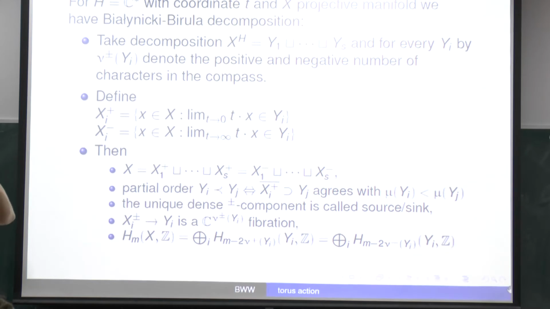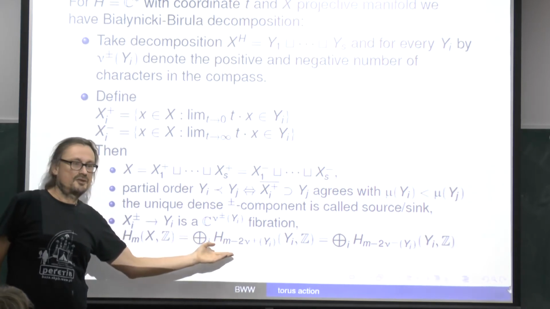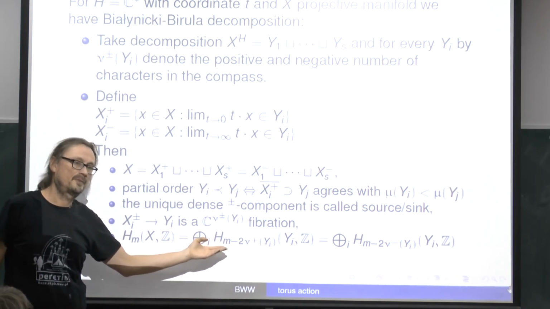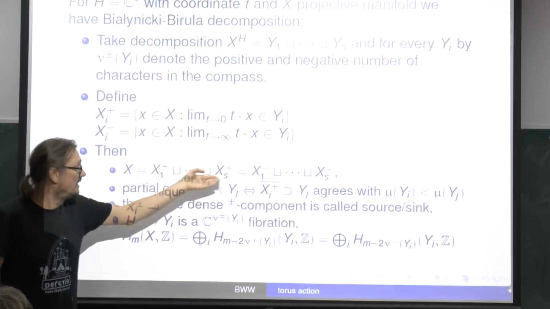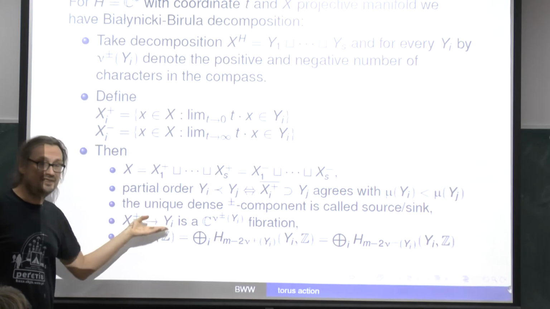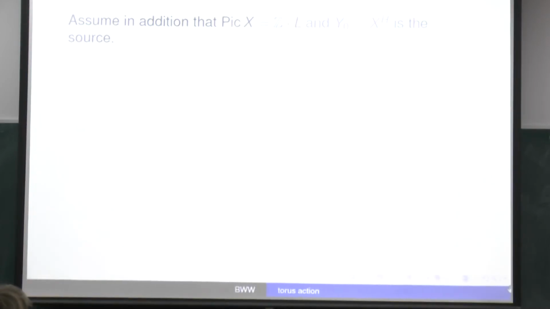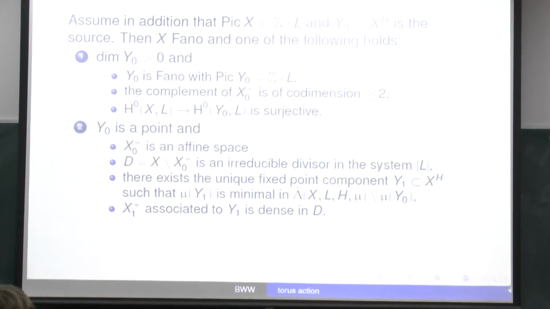Okay? All right, and based on this, you have the decomposition of homology. It comes from this cell decomposition and from these properties that each cell is actually a torus bundle, a fibration over this.